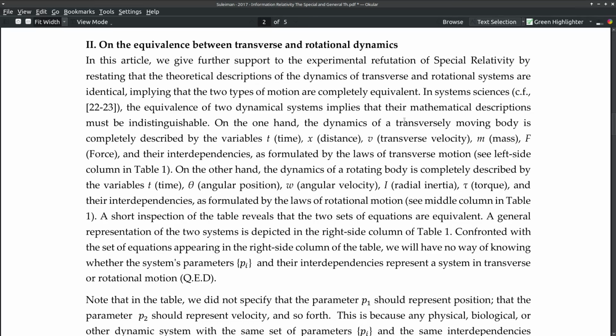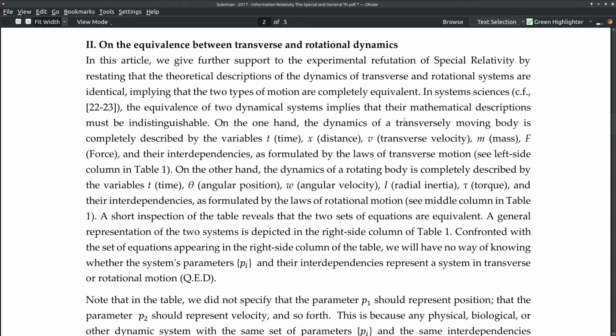On the equivalence between transverse and rotational dynamics. In this article, we give further support to the experimental refutation of special relativity by restating that the theoretical descriptions of the dynamics of transverse and rotational systems are identical, implying that the two types of motion are completely equivalent. In systems sciences, the equivalence of two dynamical systems implies that their mathematical descriptions must be indistinguishable. On the one hand, the dynamics of a transversely moving body is completely described by the variables t, time, x, distance, nu, transverse velocity, m, mass, f, force, and their interdependencies, as formulated by the laws of transverse motion.